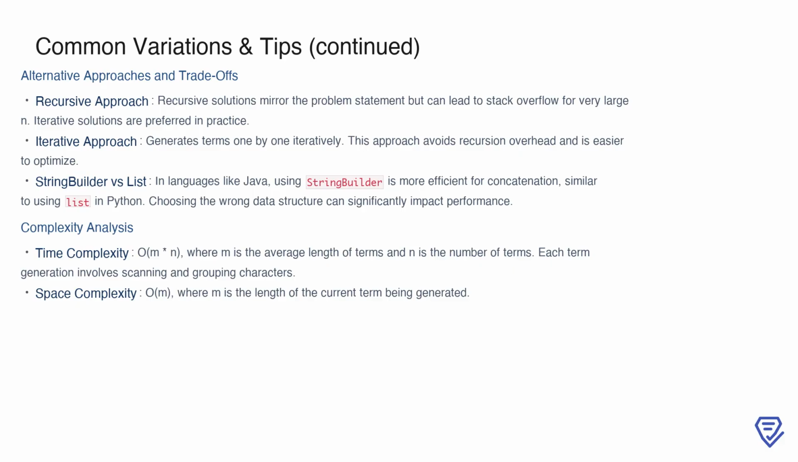Moving on to complexity, the time complexity is O(m*n), where m represents the average length of the terms and n is the number of terms. This arises because generating each term involves scanning and grouping characters. The space complexity, on the other hand, is O(m), which accounts for the space required to store the current term being generated. By understanding and balancing these trade-offs, you can choose the most effective approach for solving the problem.